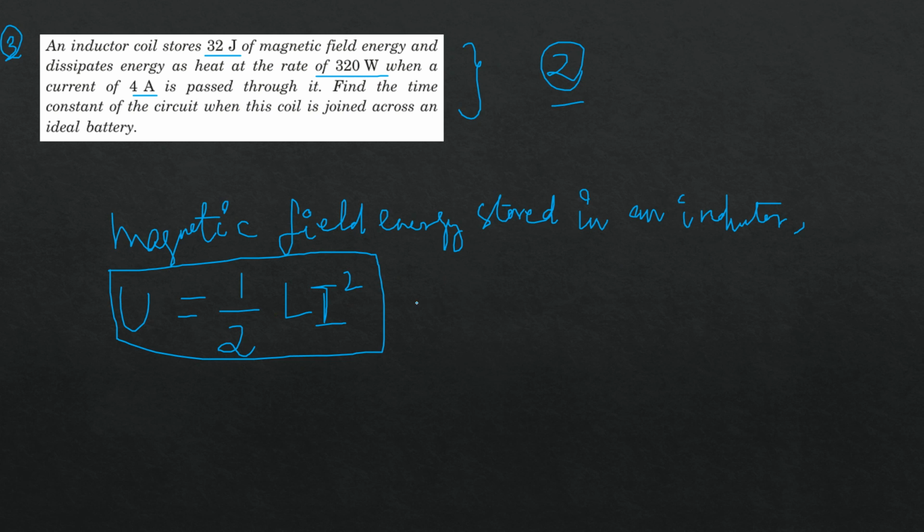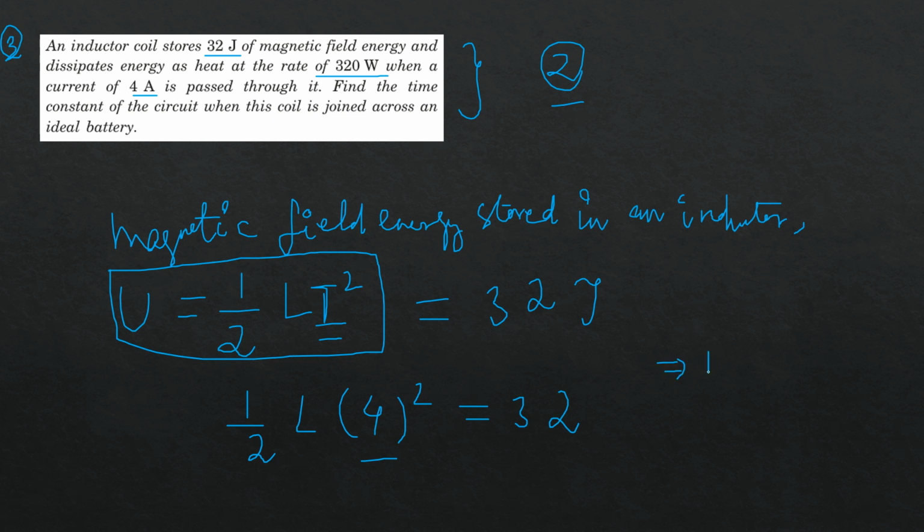All right, which is given as what? 32 joules, right? So this is your 32 joules given, and when a current of 4 ampere is passed through it, current is given, I is given. So from here you can calculate L or not. It's a very straightforward question. This question is just formula based. Half L into 4 square is equal to 32. So 4 square is 16, 16 by 2 is 8, and your L will be 32 by 8, that is 4.